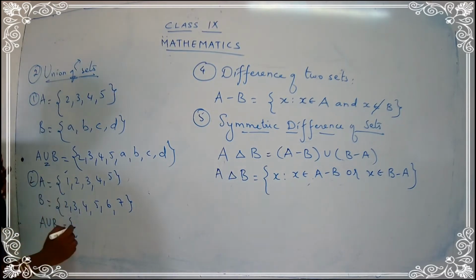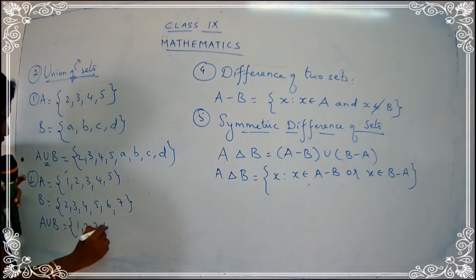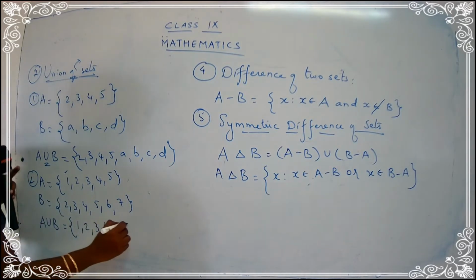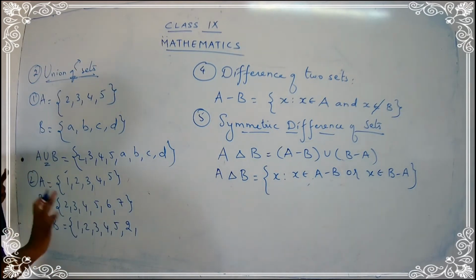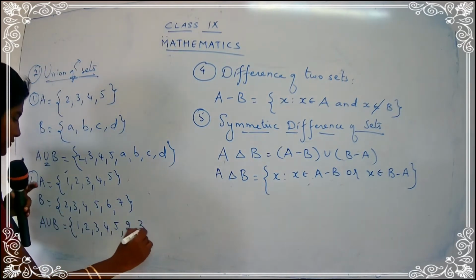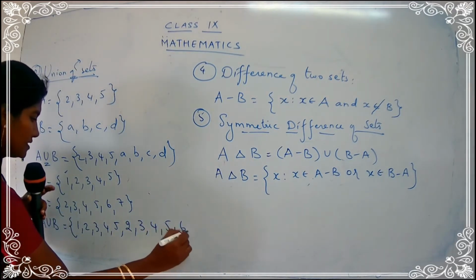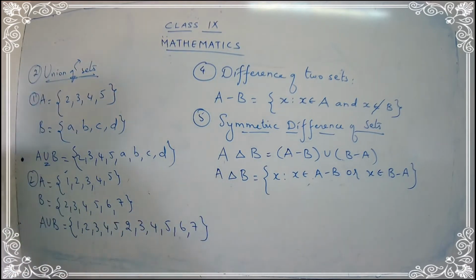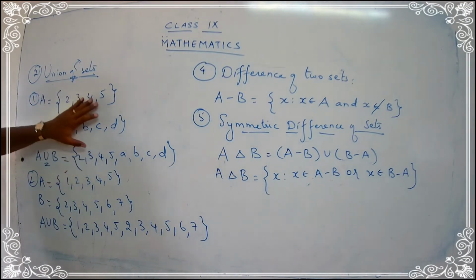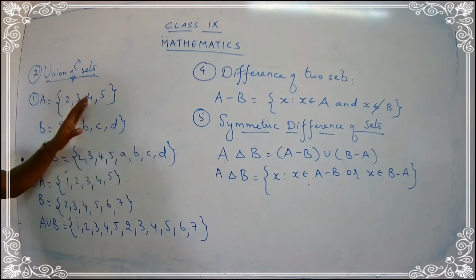So I just write down here 1, 2, 3, 4, 5, and then everything together: 2, 3, 4, 5, 6, 7. But this is the wrong way of writing. Here, I just brought A and B together. I have just taken A's numbers and then B's numbers. In the previous example nothing was repeated.